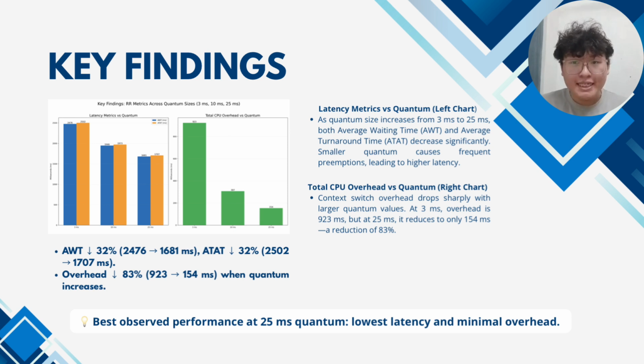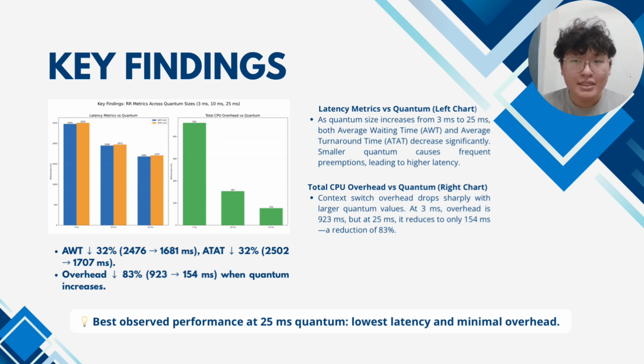Next, I will explain the key findings from our round-robin scheduling simulation. This chart shows the relationship between time quantum size and two latency metrics: average waiting time and average turnaround time. When the quantum size is small, at 3 milliseconds, the CPU performs frequent preemption. Each preemption causes a context switch, which adds a 1.0 millisecond overhead. As a result, processes spend more time waiting in the ready queue, which significantly increases system latency.